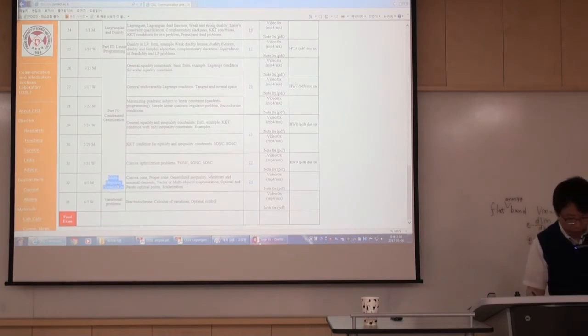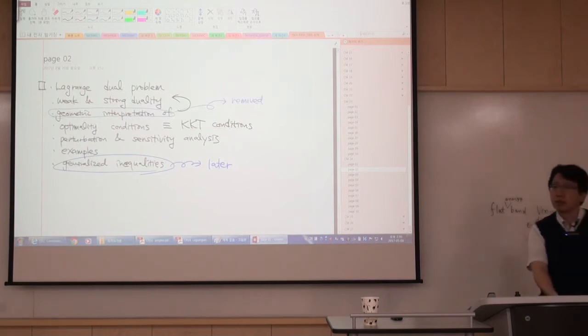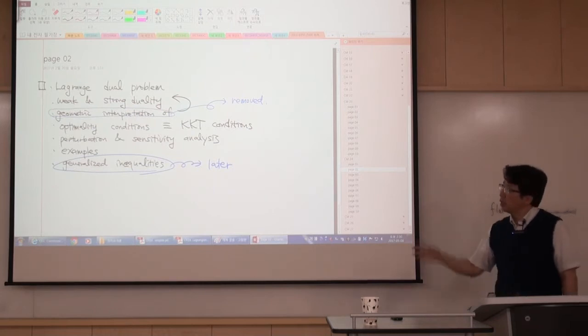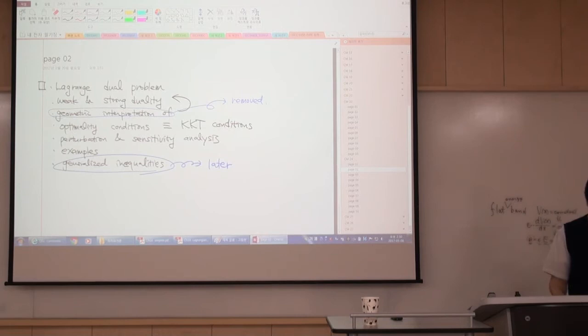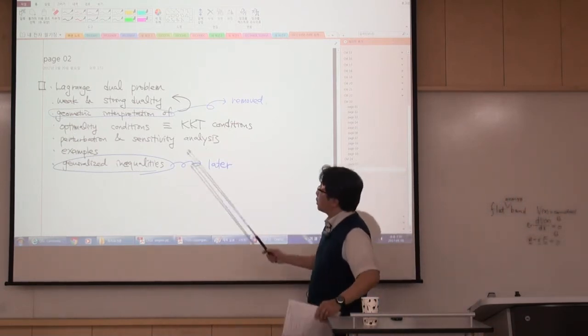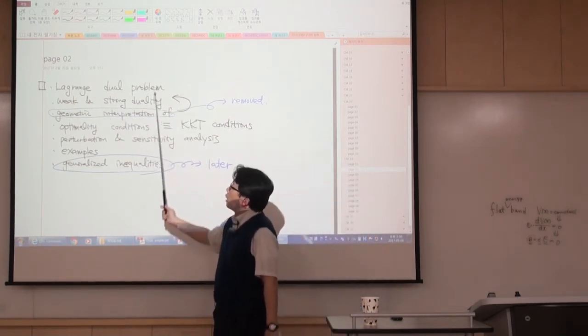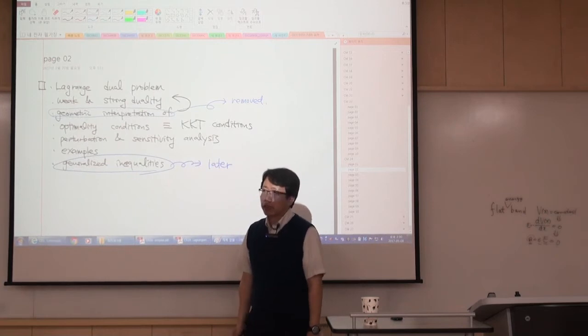So anyway, later. Okay. And this part is gone, removed. I think it's too much. But anyway, you need to study it when you study convex optimization theory. So these are the topics, and as you will see, the first two topics are related to duality.